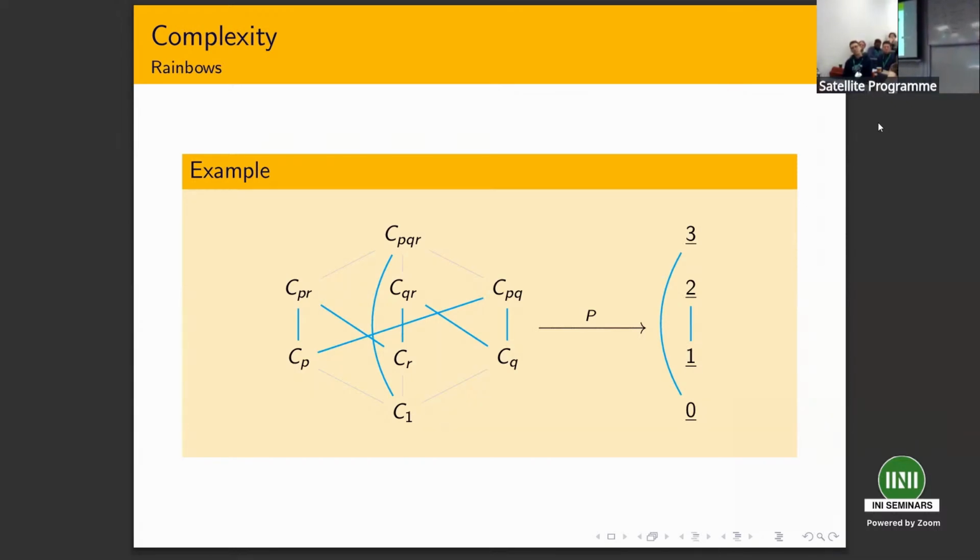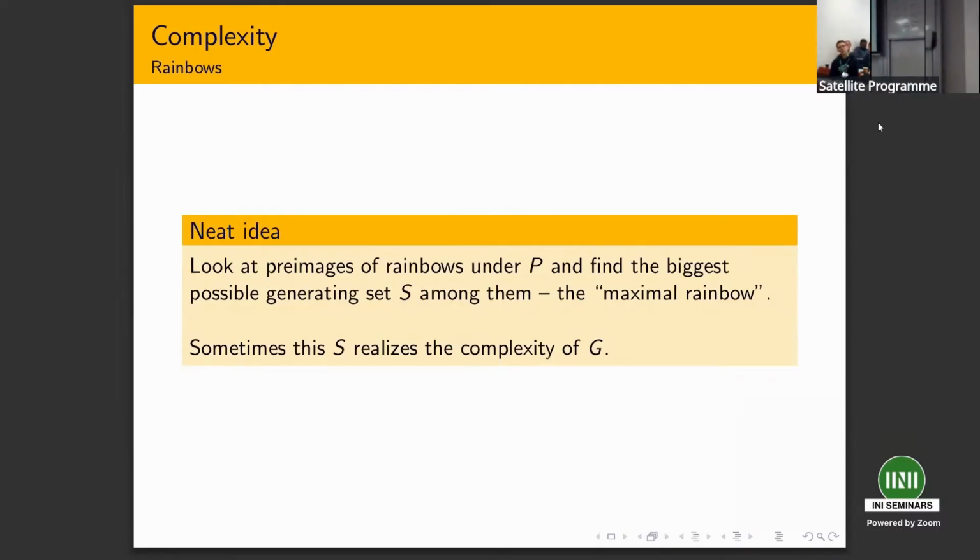Okay. So the neat idea: look at pre-images of rainbows. I could do this. And weirdly enough, sometimes this actually gives you the complexity. Specifically, it seems to be very efficient when I want to switch things like prime factors. So if I think about the cube, I don't really care if I switch p and q, right? It should be the same. These things should somehow be symmetric, and what these rainbows do is build this symmetry into the problem.